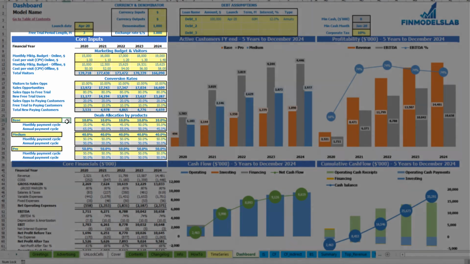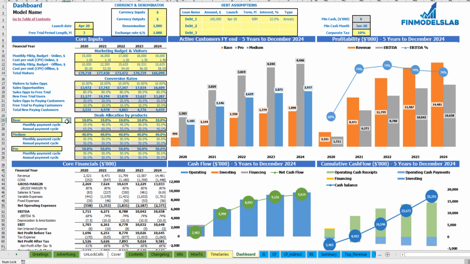So once you set up the dashboard input step, variable expenses, fixed expenses, seasonality, wages, you can review your core financials here, and also you can review your charts, which are profitability, cash flow, cumulative cash flow, and the active customers.